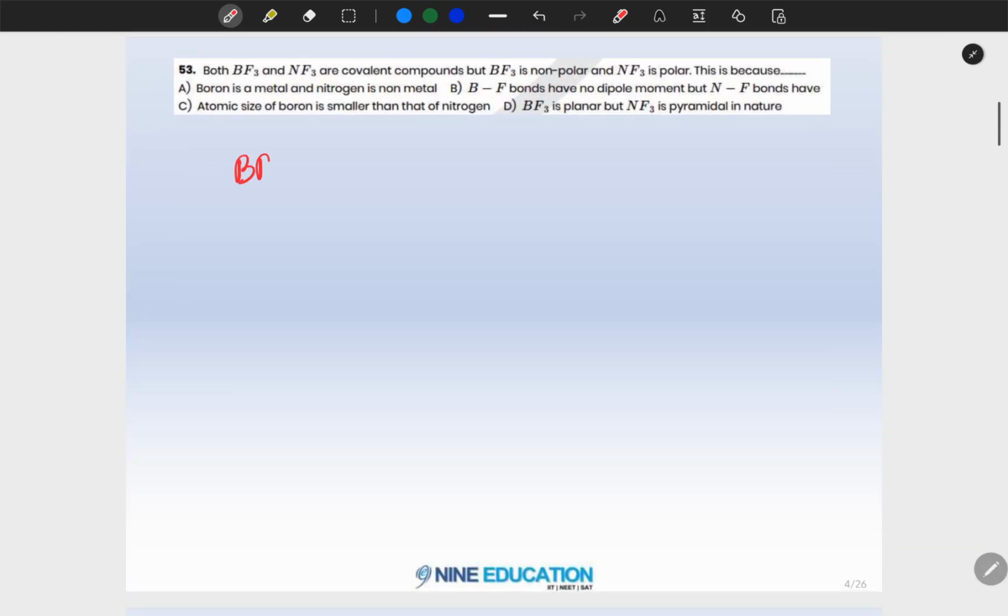Now BF3. In boron, how many electrons are present in the outermost shell? 3, right? So all the 3 electrons will participate in bond formation. So what is the steric number of boron in BF3? Number of sigma bonds 3 plus number of lone pairs 0, steric number 3, sp2 hybridization, so trigonal planar.